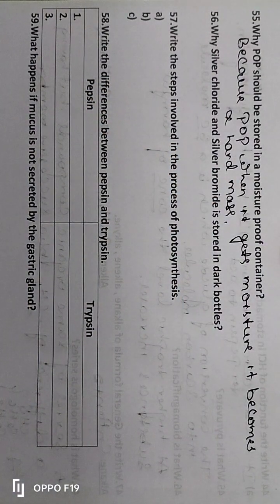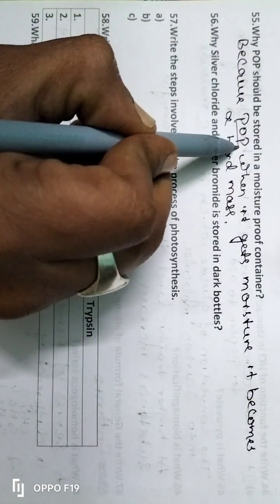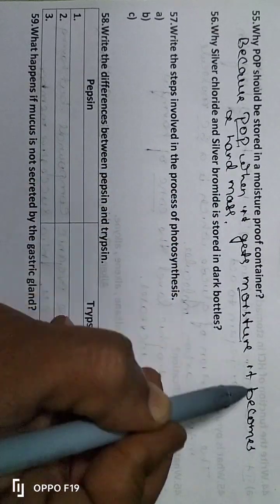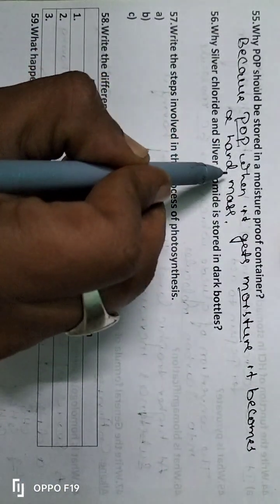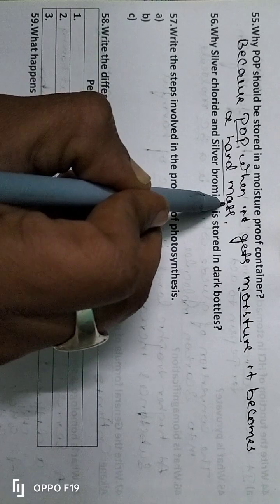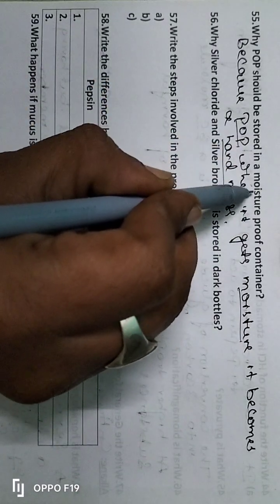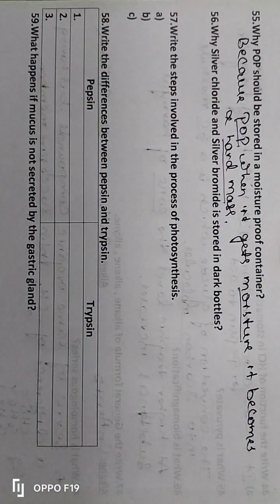Therefore, to avoid it becoming a hard mass, it should be kept in a moisture proof container. Why do we have to keep POP in a moisture proof container? Because when it gets moisture, it becomes a hard mass. So to avoid it becoming a hard mass, it is kept in a moisture proof container. So this is the answer for this question.